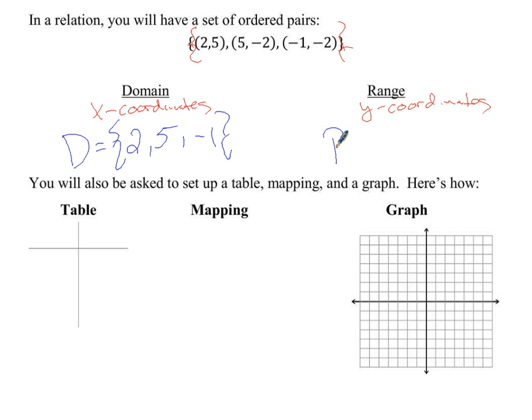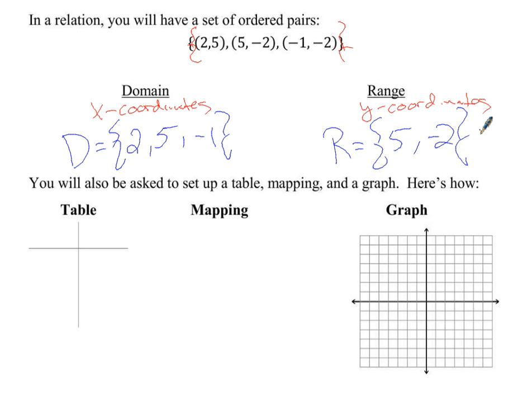For range, we're going to use capital R equals, open your squiggly bracket, and what are we going to write? 5. Negative 2. And that's it. We have negative 2 again, but we're not going to repeat that negative 2. You don't write repeats when you're just listing the domain and range, like we just did.